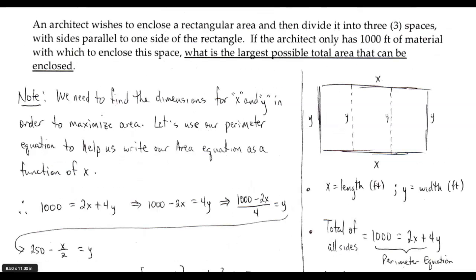Our first example here is a classic example, and the context of the problem could be various things. In this problem, we have an architect who wishes to enclose a rectangular area and then divide that area into 3 equal spaces with sides parallel to one side of the rectangle. Basically, they're trying to take some area and partition it into 3 different parts. And what we want to know here, based upon how much total bordering or fencing we have available, is the largest area that we can enclose.